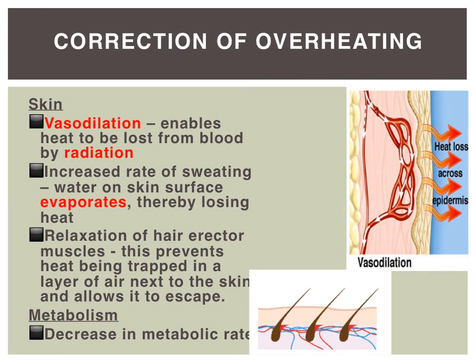So looking at the next slide, just a little bit of a recap of that. So overheating, you get vasodilation, that is these blood capillaries here will open up and dilate, and heat can be lost from the surface of the skin. You get an increased rate of sweating, and the water on the skin surface evaporates, so that helps to lose heat. And you get relaxation of the hair erector muscles, and that prevents heat being trapped in a layer of air next to the skin and allows it to escape.